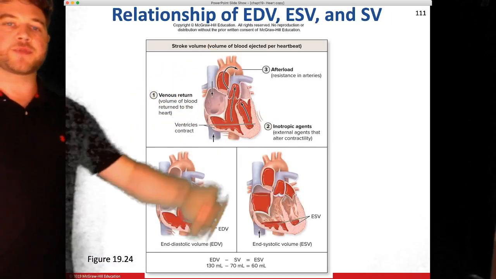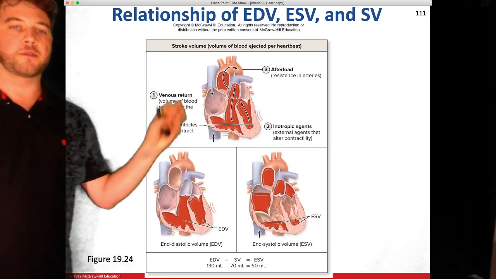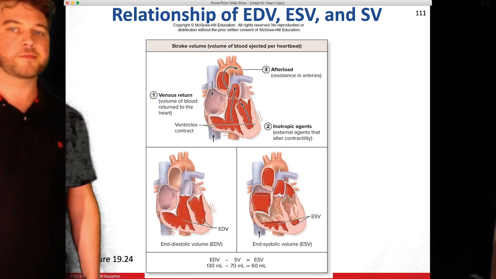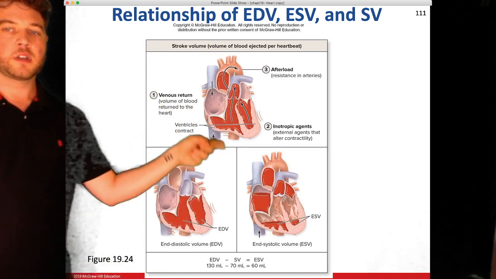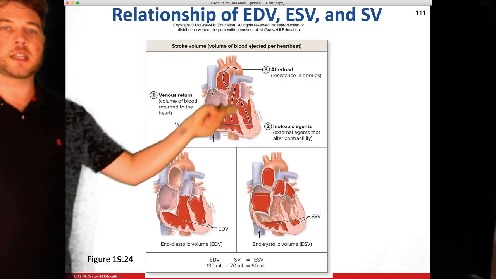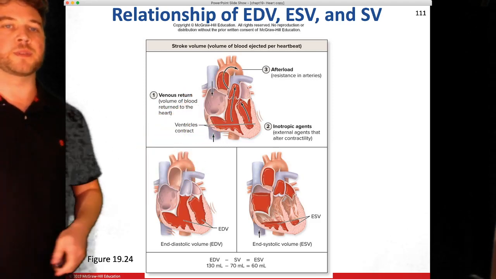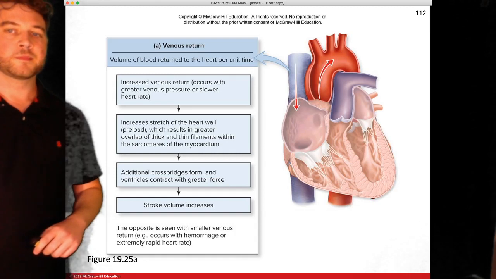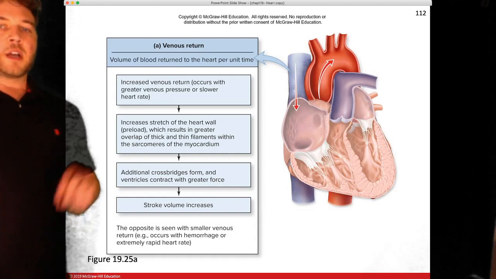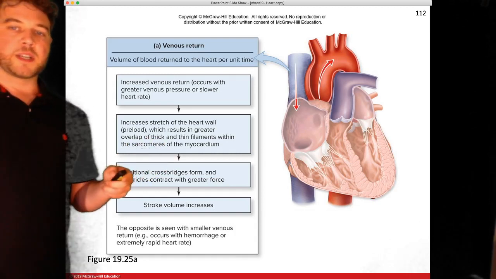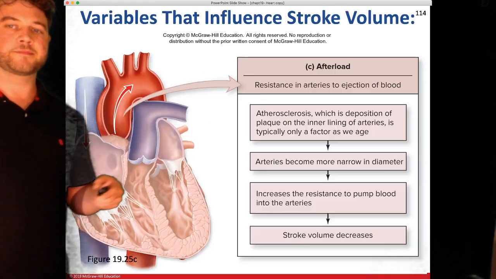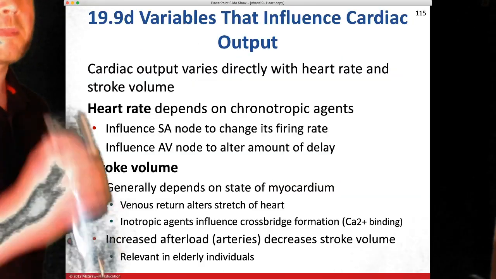Relationship of EDV, ESV, and stroke volume. Again, for the people that just like depictions, you can see your venous return, the inotropic agents affecting contractility, and the afterload, that pressure resisting. I'm not going to go through all of this because I already have.